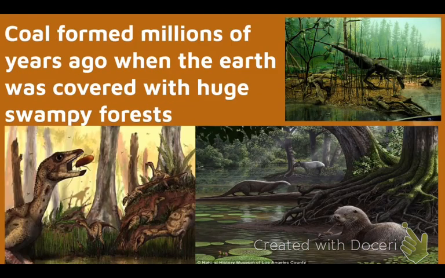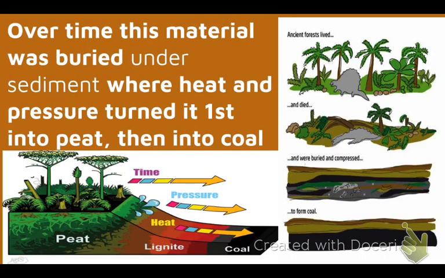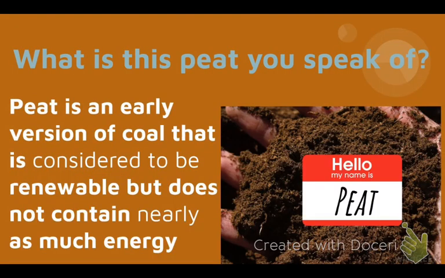So you have a swamp. You have all these living things. Some of the living things die. They sink to the bottom of the swamp. They're buried. Heat and pressure plus a lot of time creates coal.